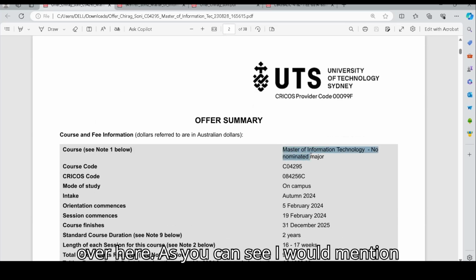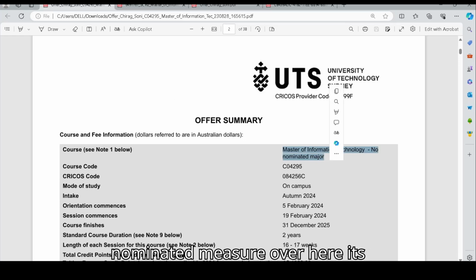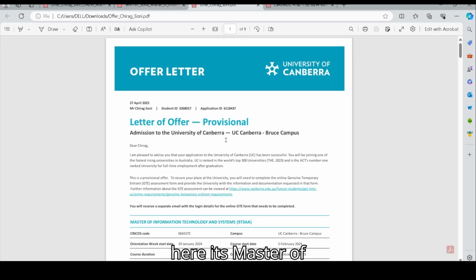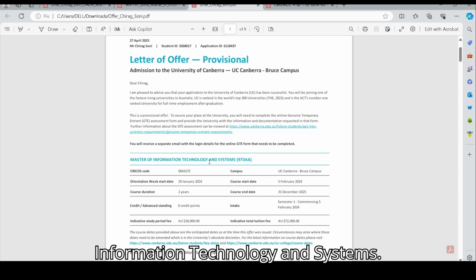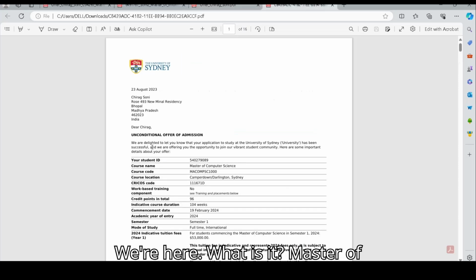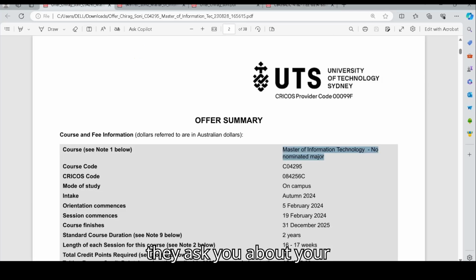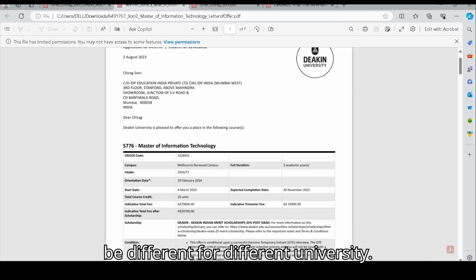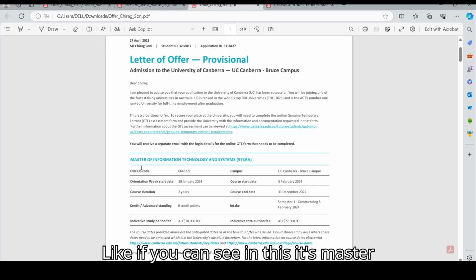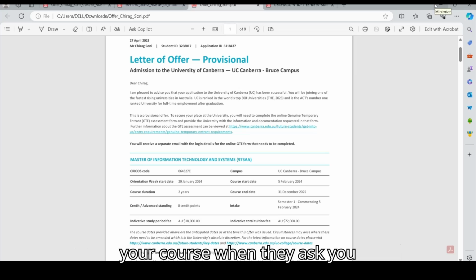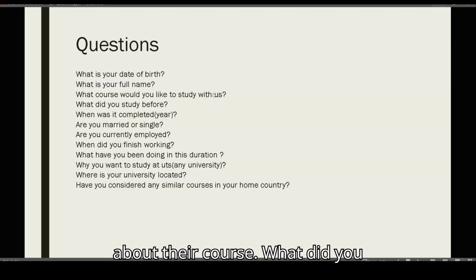Here I would mention Master of Information Technology, no nominated major. Over here, it's Master of Information Technology. Over here, it's Master of Information Technology and Systems. Over here, it's Master of Computer Science. So make sure when they ask you about your course, you state the complete name, not just a short version. It can be different for different universities, like in this one, it's Master of Information Technology and Systems.